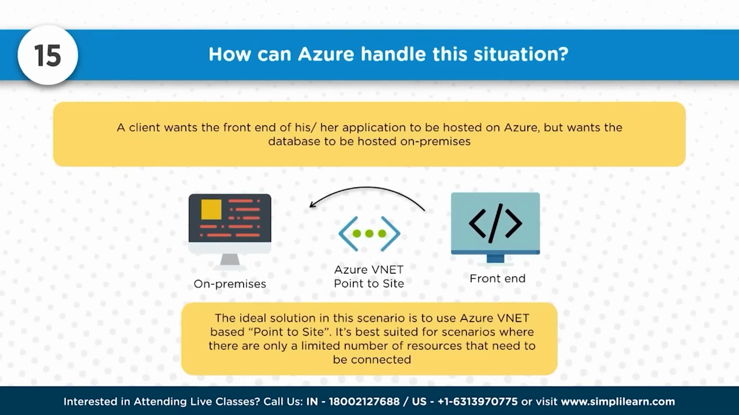So all the front-end applications will be in the cloud and hosted in a VNet, and from the VNet they'll be connecting to the database through a point-to-site VPN. So the traffic, the writes and the reads, are not coming through the internet, but through a point-to-site VPN link that's connecting the Azure VNet and the on-premises environment. And this approach, this solution, is best suited for scenarios where there are only a limited number of resources that need to be connected between on-premises and the cloud.